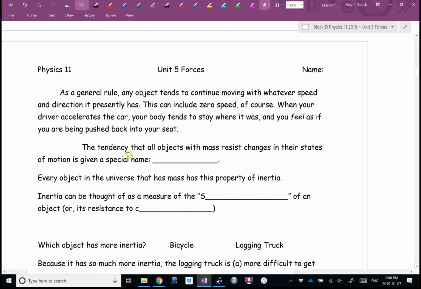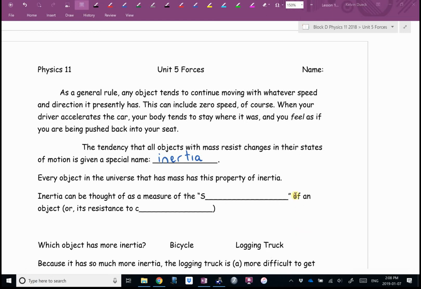This tendency that all objects with mass resist changes in their motion states is given a special name. Here's our word of the day, Logan. Inertia. Every object in the universe that has mass has inertia. And the more mass you have, the more you'll resist a change in your motion state.